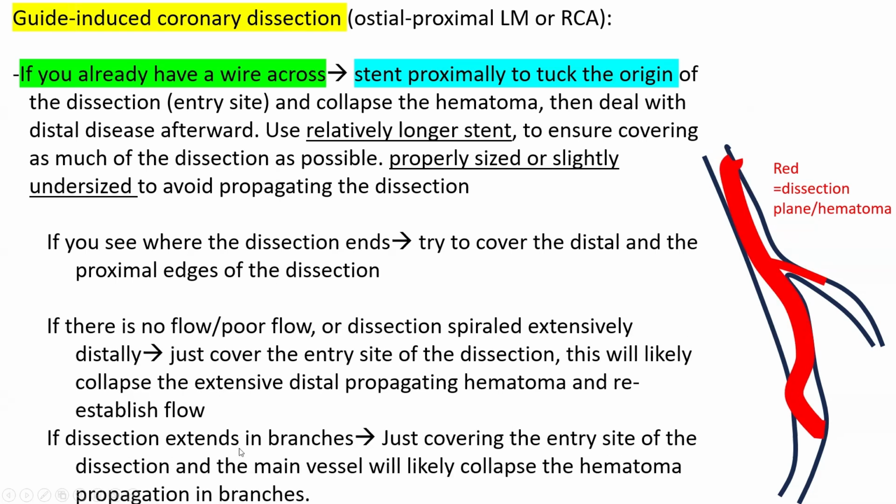If dissection extends in branches, again, just covering the entry site of the dissection in the main vessel will likely collapse that hematoma and its propagation into side branches. So it will reestablish flow into branches, just tucking the entry site of the dissection.